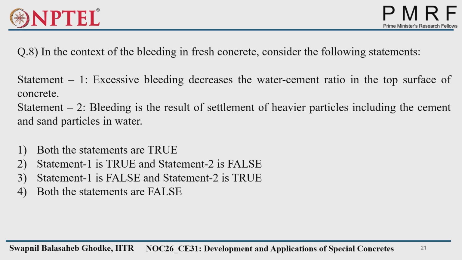Right? Statement 2 is correct. Anyone have any other opinion? So the answer is correct. Because of that bleeding, we see a lesser amount of CSH in that zone also. Heavier particles will settle, including sand. And bleeding means excessive water cement ratio. So statement 1 is automatically wrong. We can easily identify that one.